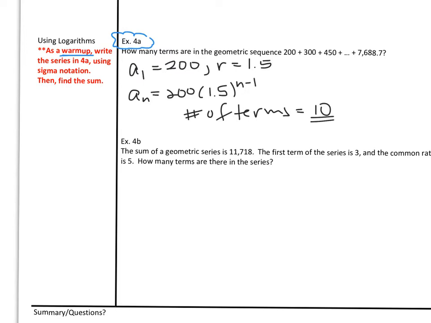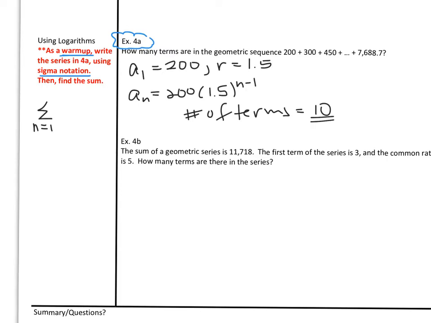It says, as a warm-up, write the series in example 4a using sigma notation. Then find the sum. So we hadn't done that yet. Now sigma notation is what example 3a up above looks like. And that's what we want to do here. When we write in sigma notation, we need that weird little E symbol. We start with n equals 1. And we continue on to the total number of terms.